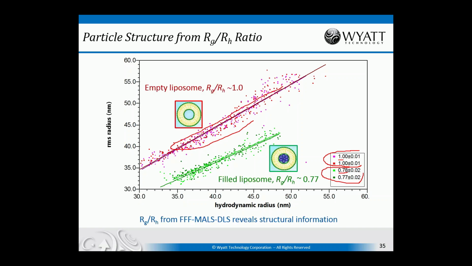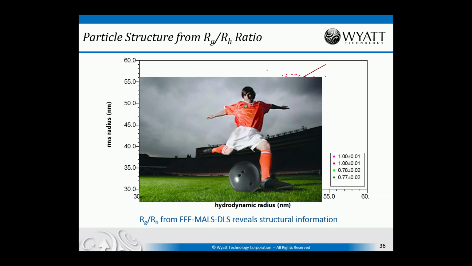Okay. So in this case, by combining MALS and DLS downstream of FFF separation, we can learn structural information on our nanoparticles. And that structural information is critical. Again, in this case, you wouldn't want to be employing a particle which is filled and has much larger molar mass than what you expect.